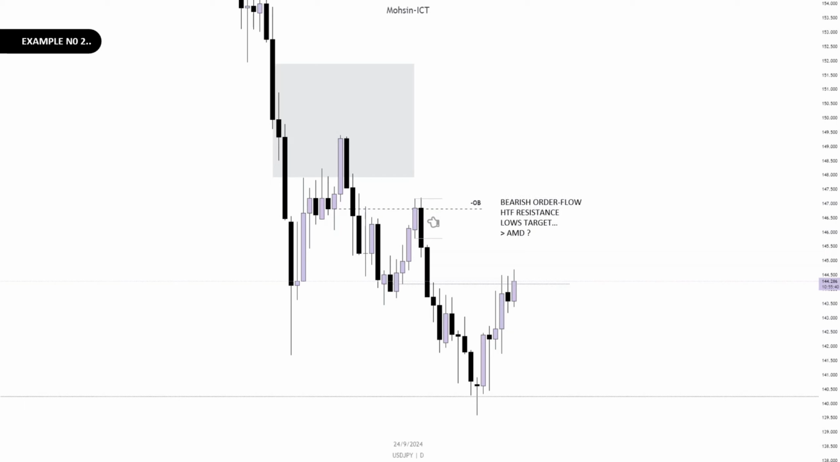So let's just revise the steps. Our very first step is bearish order flow with higher time frame resistance, which is right here. You can see we are targeting the lows and rejecting the highs. So this is bearish order flow and we have a higher time frame resistance level as well. Consistently we are targeting the lows. So we need to mark the high and low of the candle, and our high is going to be rejected and the low will be the target. And then we need to apply the AMD pattern, which we would do on a lower time frame.